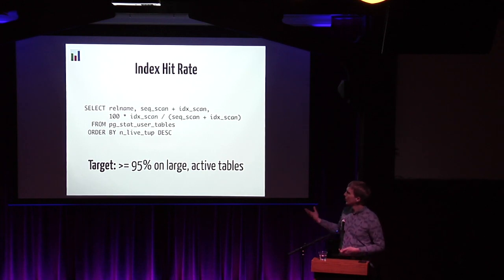And so one guideline you could set yourself, and this doesn't always apply, but it's a good starting point, is for the index hit rate, you want to start at 95% for large active tables. So you want to mostly use indexes for most of the operations.